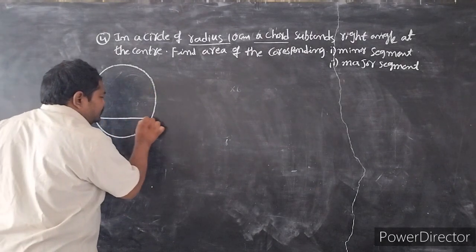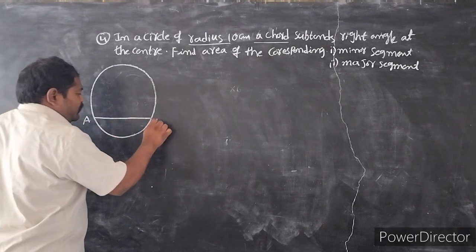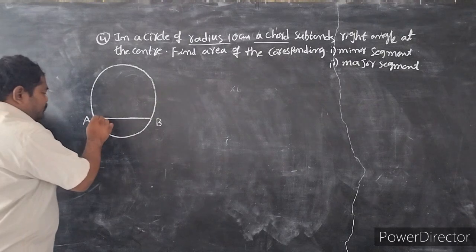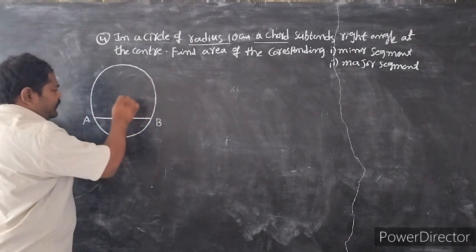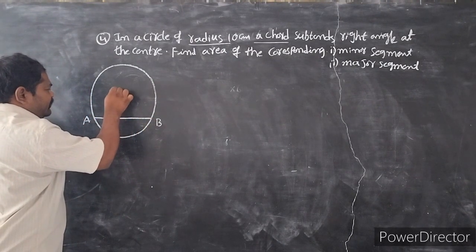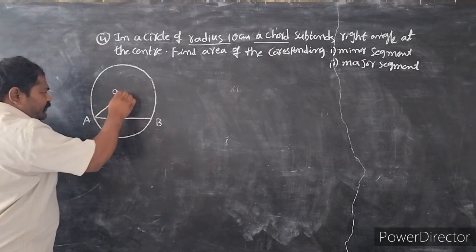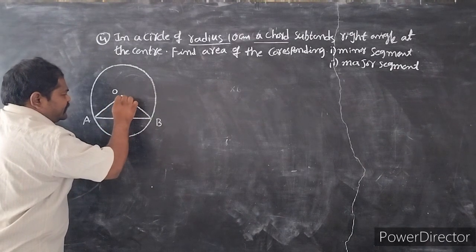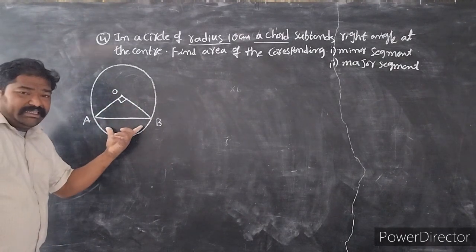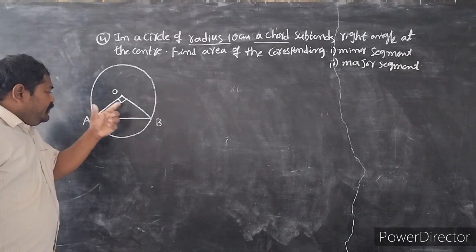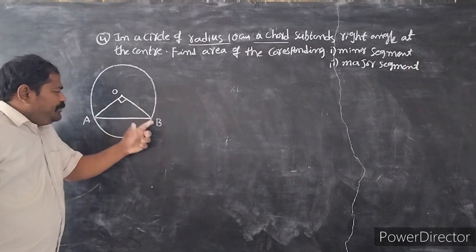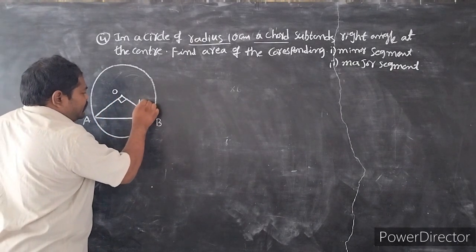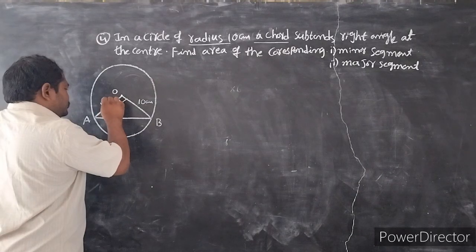For example, this is the chord AB. What is a chord? The line joining any 2 points on the circle. This is the chord which subtends 90 degrees at the center. This is the center of the circle O. This is A, this is B. This chord makes 90 degrees at the center, from OA, OB. This angle AOB is 90 degrees. This is nothing but radius. The given radius is 10 centimeters, as well as 10 centimeters.